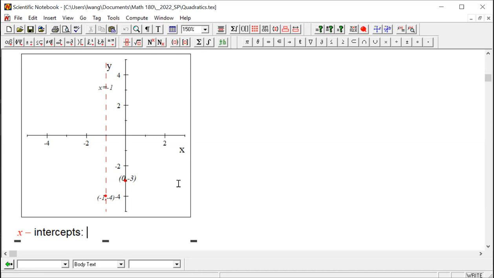Are there cases where we have no x-intercepts or fewer than 2 x-intercepts? The answer is yes, so we will have those situations. We have fewer than 2 x-intercepts, but there are only 3 cases. We either have 2 x-intercepts or 1 x-intercept or no x-intercepts.